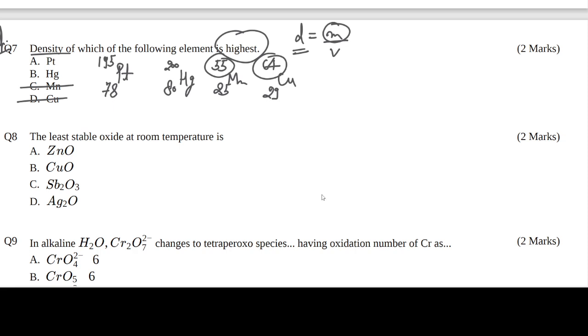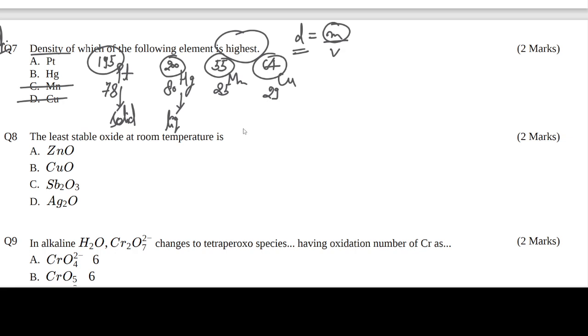But if you see platinum and mercury, this is very interesting. You know that mercury is present in the liquid state and platinum is present in the solid state. If you take the concept of mass, then the mass of mercury is higher than platinum.